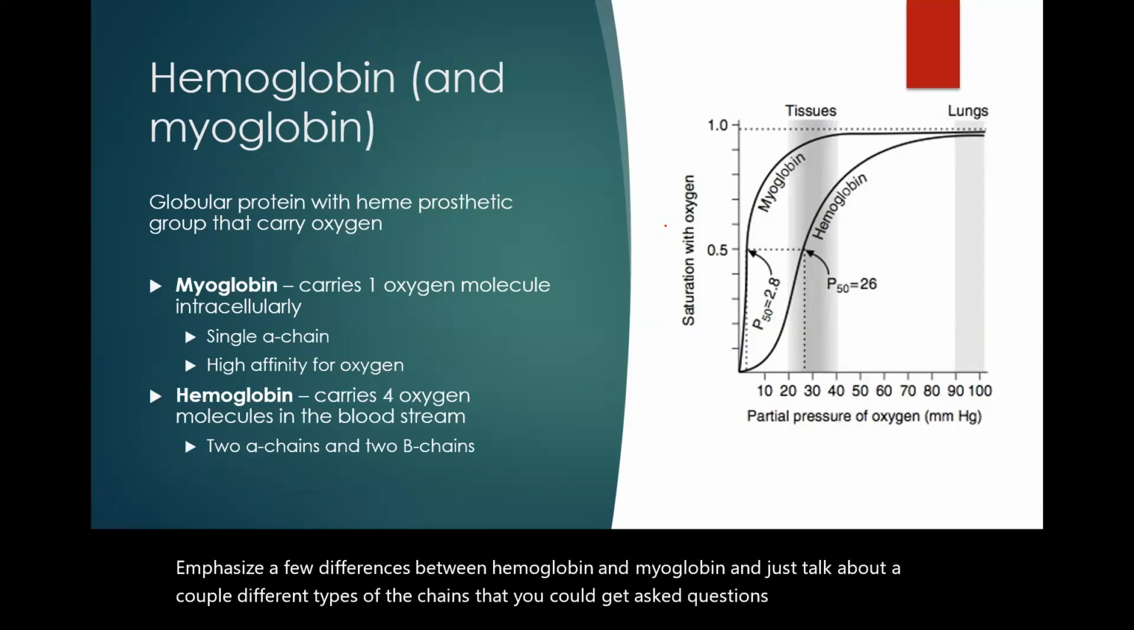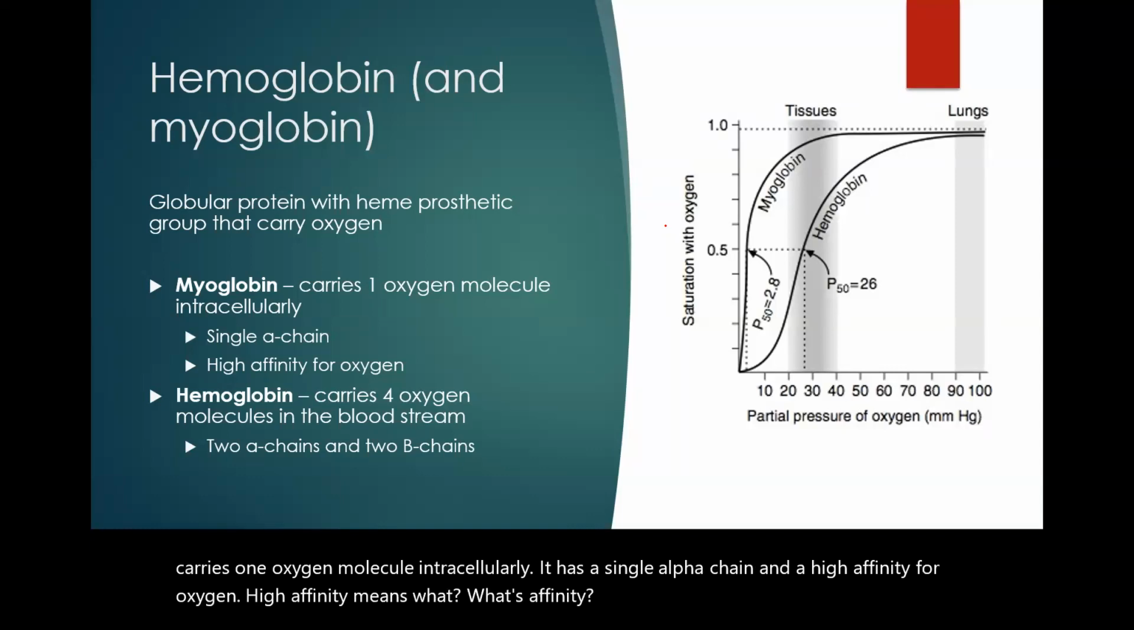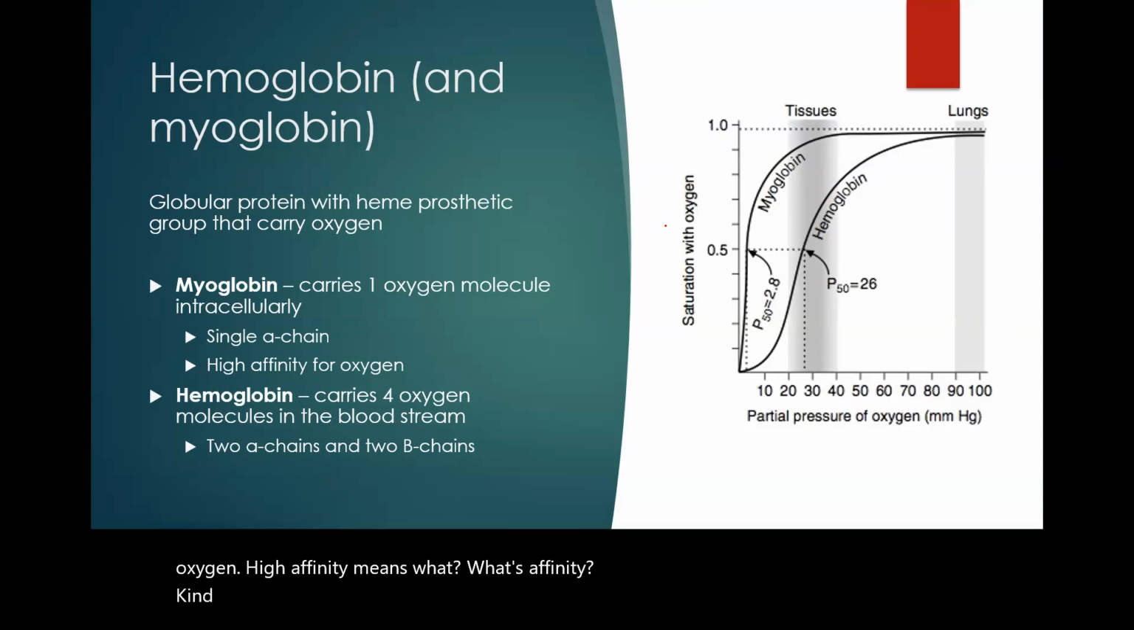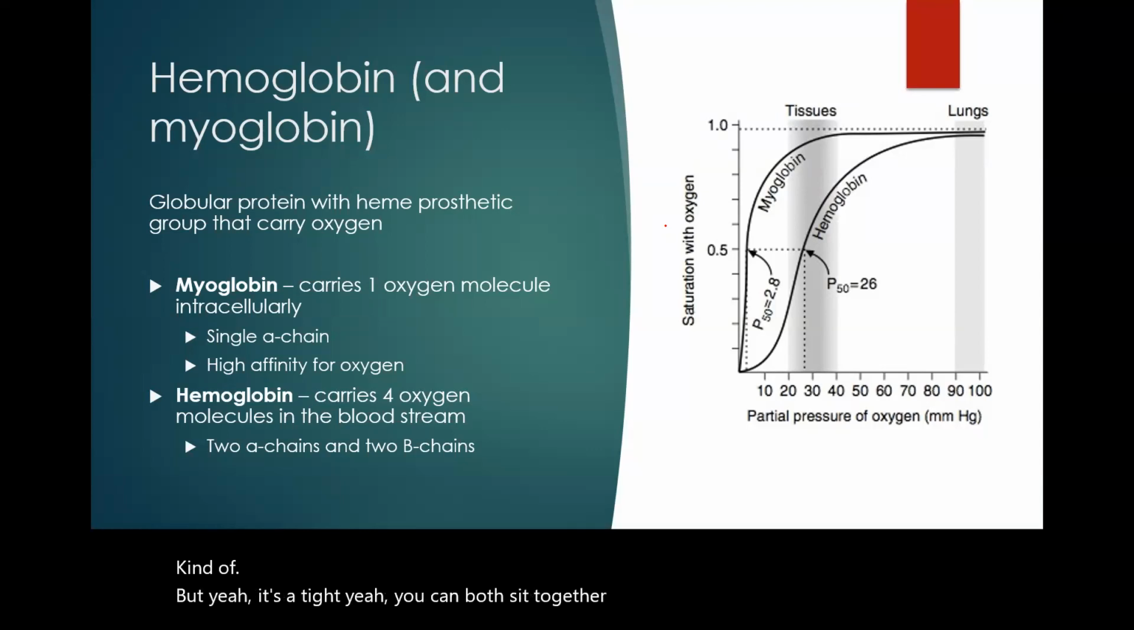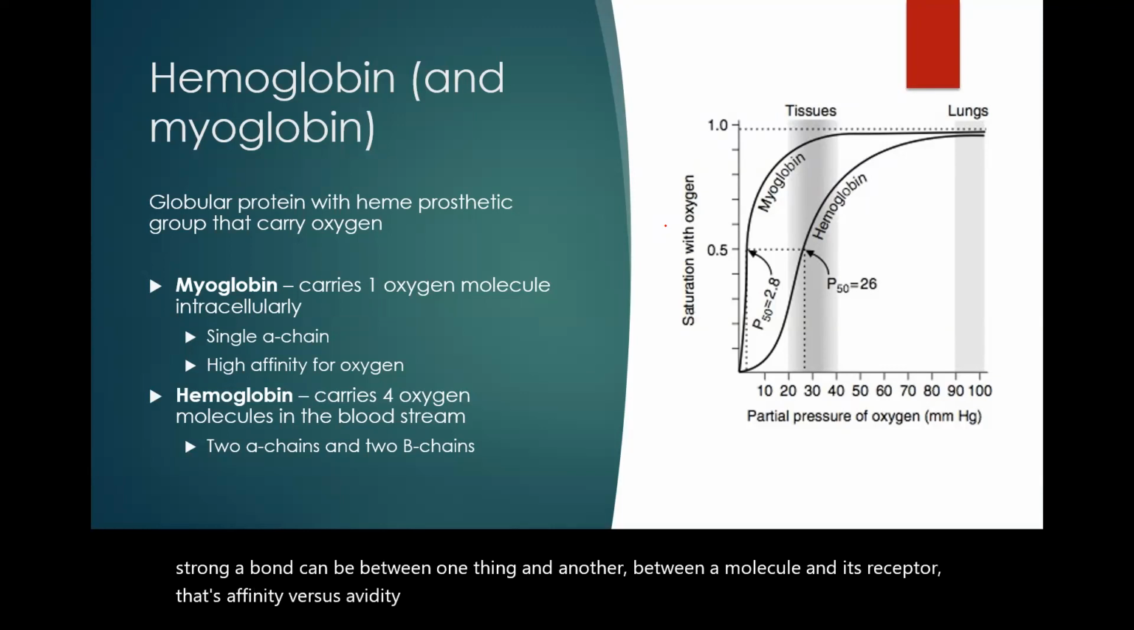So myoglobin carries one oxygen molecule intracellularly. It has a single alpha chain and a high affinity for oxygen. High affinity means what? What's affinity? Right, it's a tight bond. So how tight a bond can bind. So how strong a bond can be between one thing and another, between a molecule and its receptor. That's affinity. Versus avidity is how many times it can bind at one space.